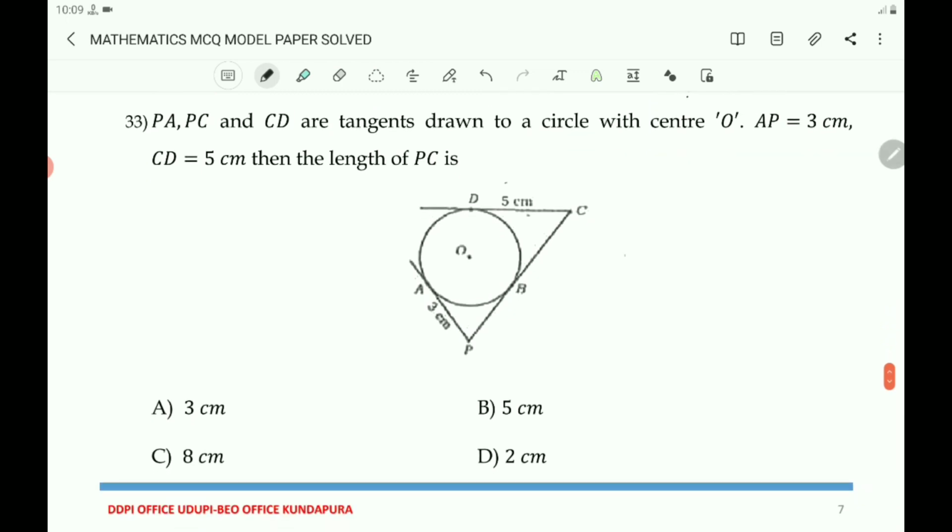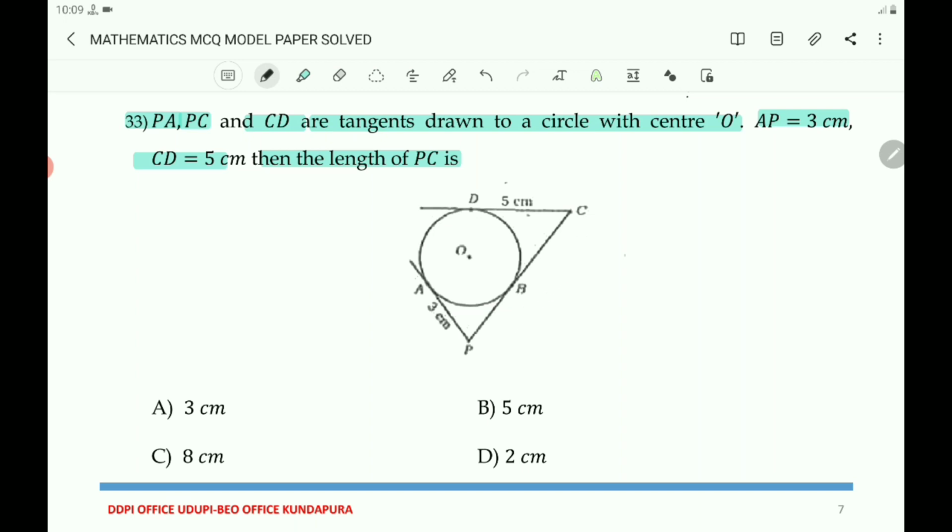Next, you take the question number 33. PA, PC, CD are tangents drawn to a circle with center O. AP equals 3 cm, CD equals 5 cm, then the length of PC is. This type of question is discussed here, but here in the reverse manner. What you have to find out? We have to find the length of PC, this complete length we have to find out from here to here.